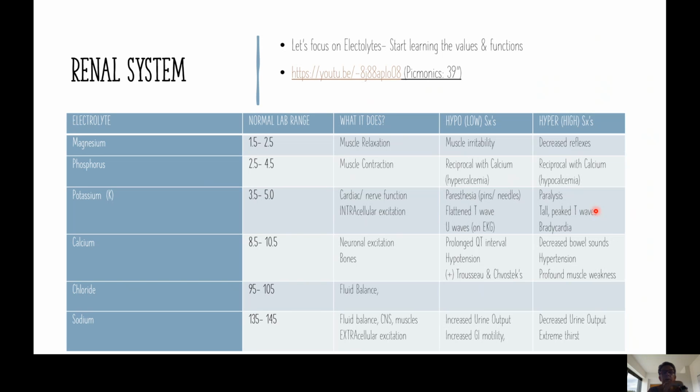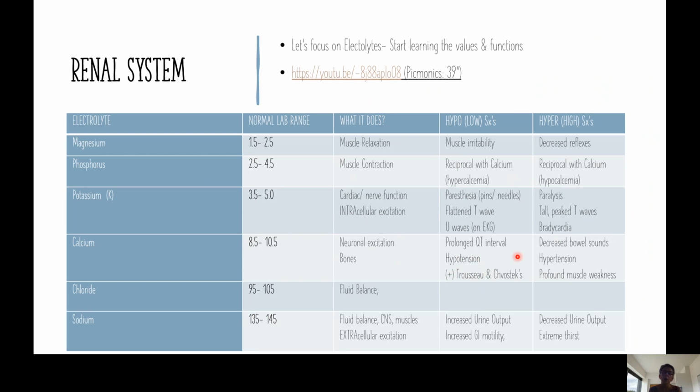And think of what would happen. To kill a patient, does their heart rate go up or go down? It goes down to the point bradycardic and stops. It paralyzes them, and they get extremely bradycardic, and then they stop having cardiac function if it's too high. So that's a good way, I think, of remembering whether the heart is speeding up or slowing down if you have excessive potassium. Calcium is really important for neuron excitation and for bone development.